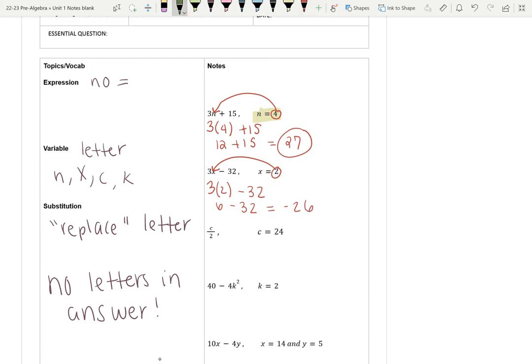For our next one here, this 24 is going to go in the top here where that C is. And this is just division. So this is going to be 24 over 2. It looks like a fraction, but a fraction is just like division. So if you don't want to make yourself a note, a fraction is just like you're dividing. So if I take 24 and I divide it by 2, I'm going to get 12.